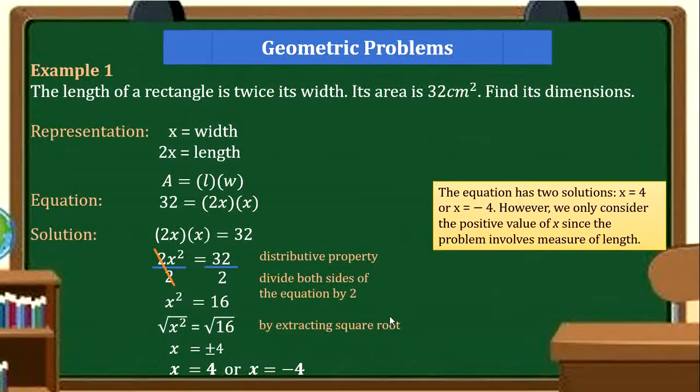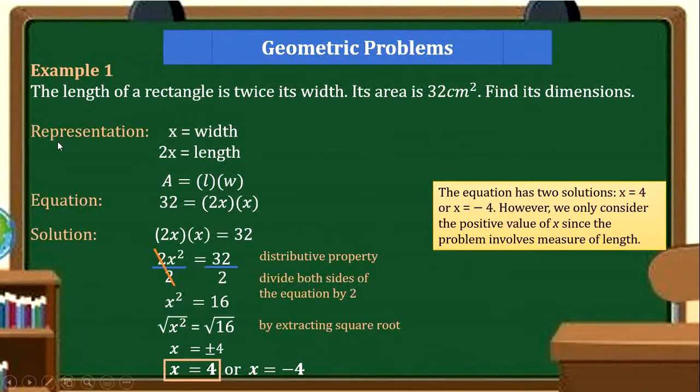Okay, so the equation has two solutions. So, x equals 4 or x equals negative 4. However, we only consider the positive value of x since the problem involves measure of length. So, kapag ang problem ay measure of length, kailangan positive yung gagamitin nating value of x. Wala naman kasing sukat na naka-negative. Okay, so therefore, the value of x is 4.